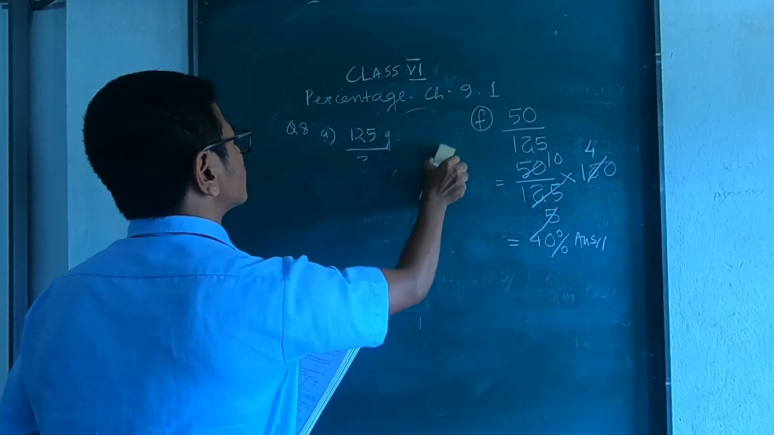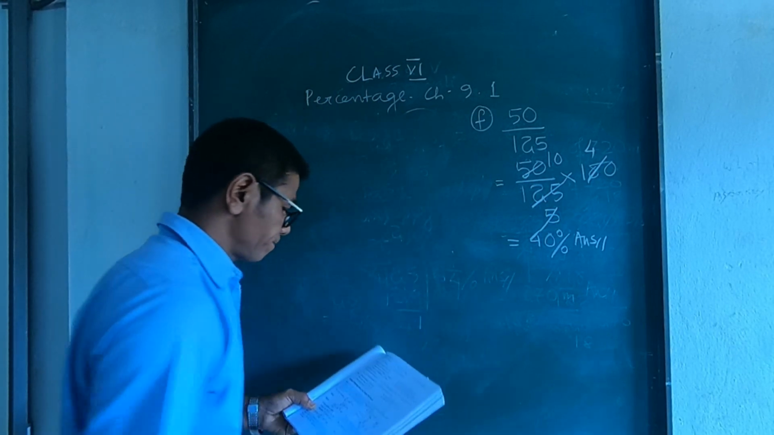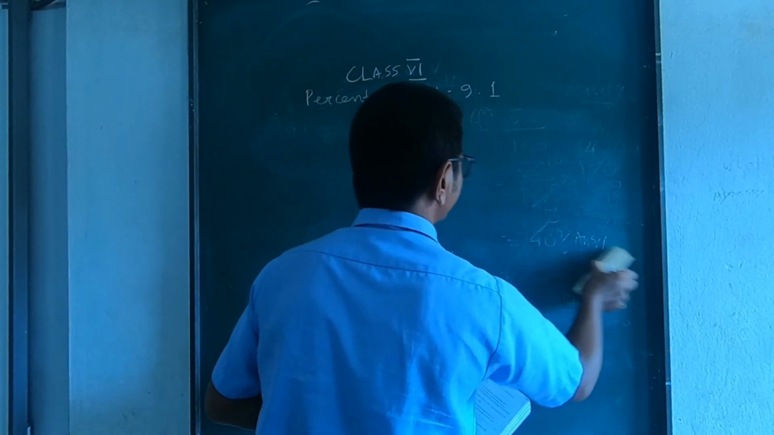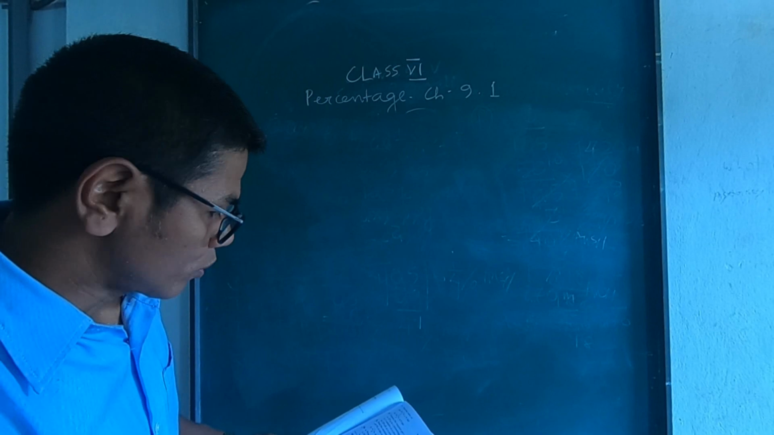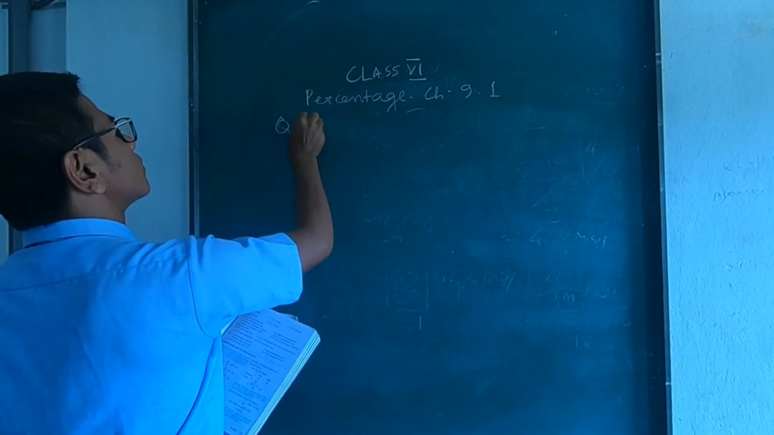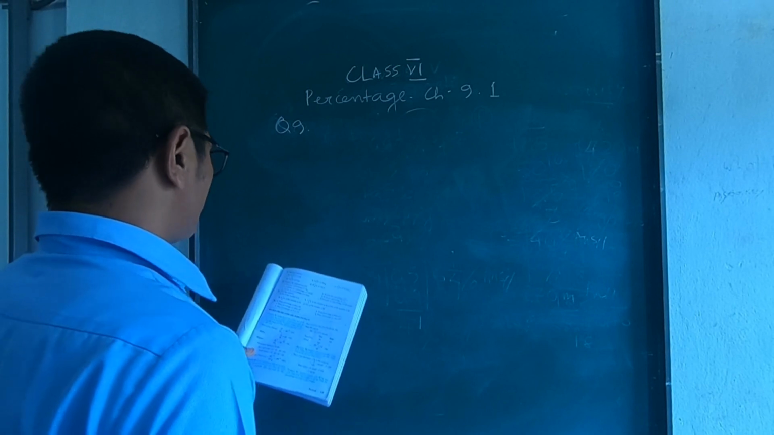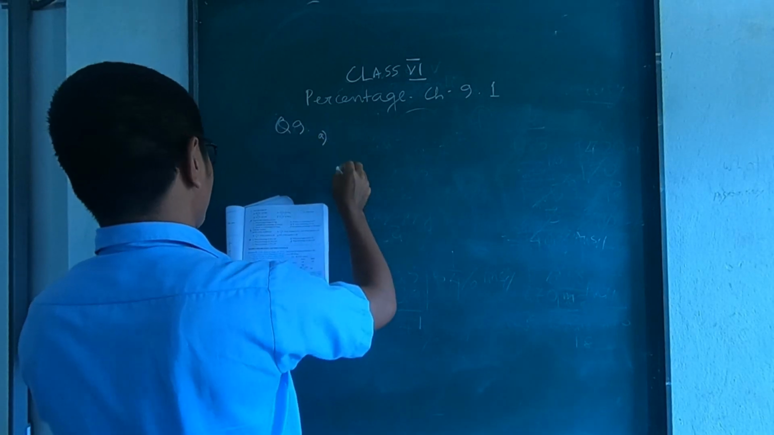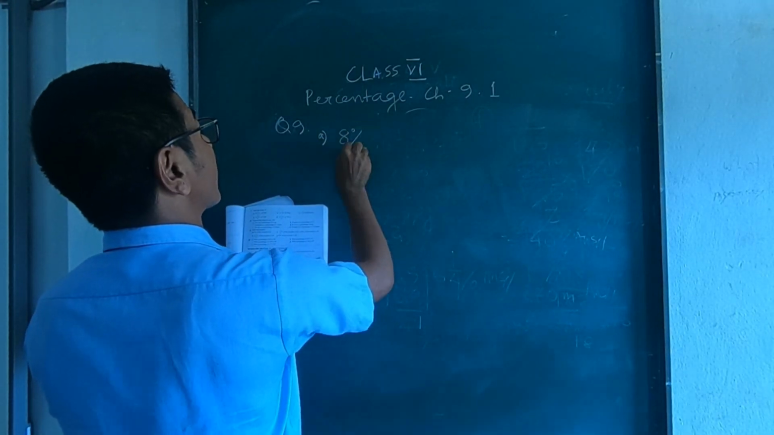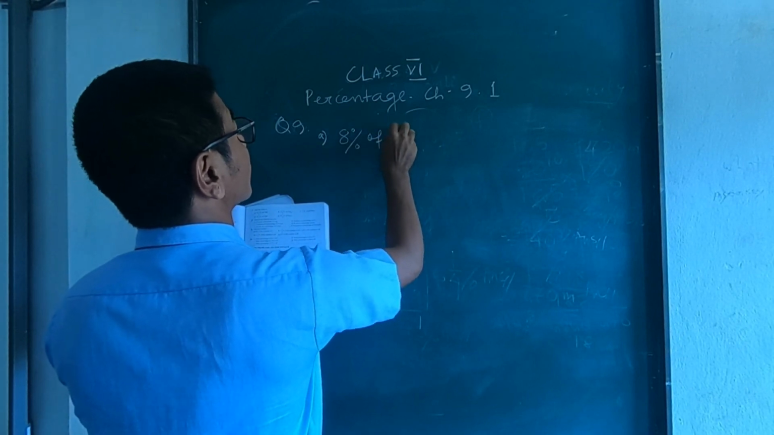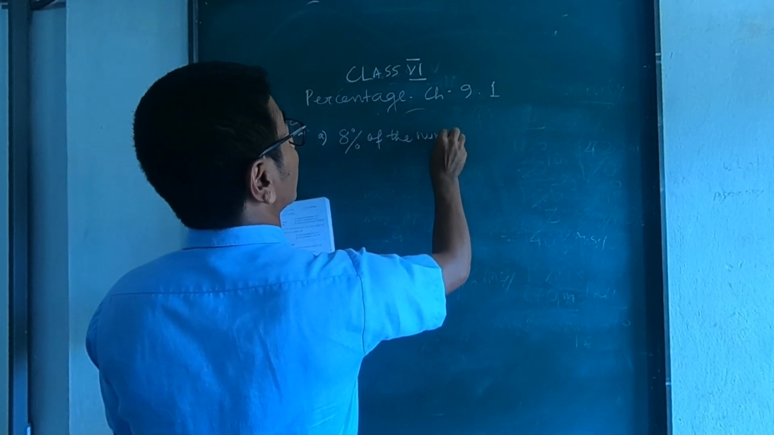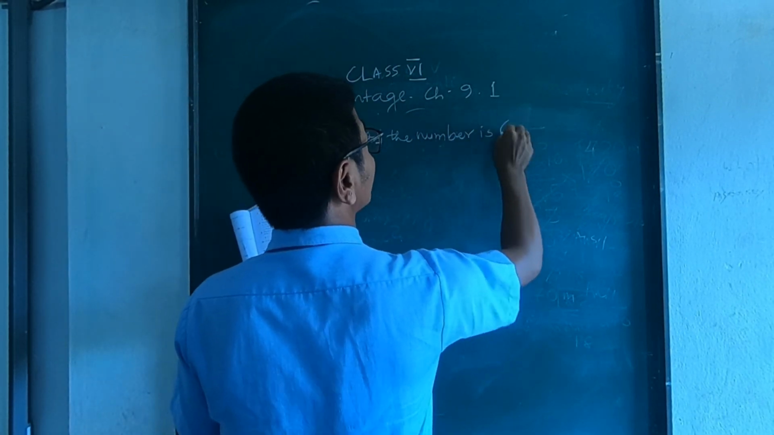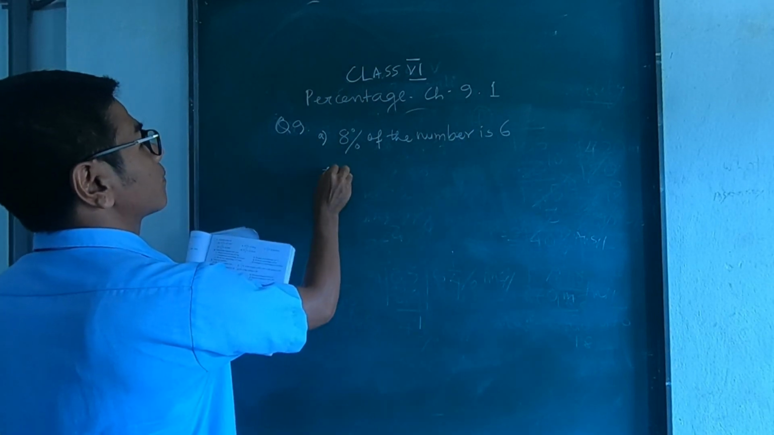Now, we will go to question number 9. Question number 9 reads like this. Find the number. Number means like a value. So let us write question A. 8% of the number is 6. Let us try to make it in a mathematical way.